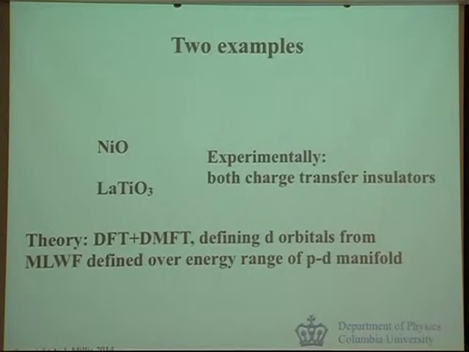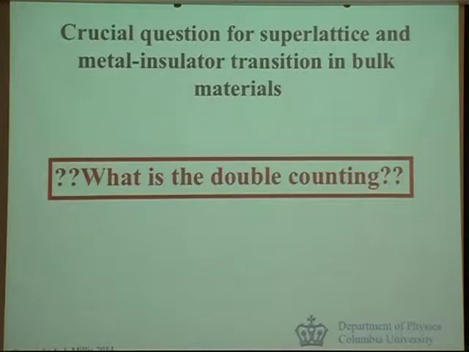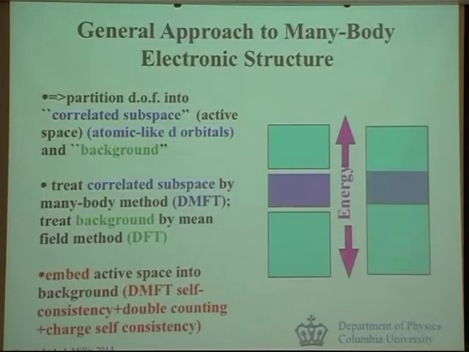So I would now like to look at two examples of these materials. And before doing that, and I realize that I timed this talk incorrectly, I'm just going to make your eyes hurt by skipping backwards here to explain to you briefly my view of this density functional plus dynamical mean field theory stuff. There's a general approach to many-body electronic structure, which is you take your entire degrees of freedom and you partition them into a correlated subspace, which you treat by a more exact method, and a background, which you treat by a more or less mean field method. And then you have to embed the correlated subspace in your broader electronic structure.